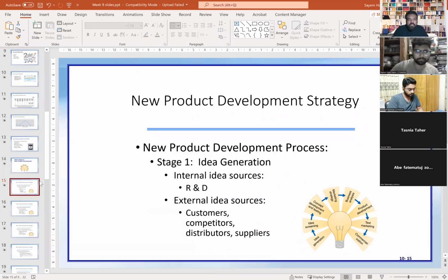So idea generation. This is purely about internal idea sources using R&D. You can use some external idea sources as well, like your customers, your competitors, your distributors, your suppliers. So you're integrating all of these parties together at this stage, which is idea generation, stage number 1. Some companies have R&D. Some companies don't even need to bother about this because they don't care about it. But we're talking about the formal marketing process. The examples that we're using, organic sellers, are not something that fall under the typical stages of marketing, or all the 4 Ps. These are clearly outliers.